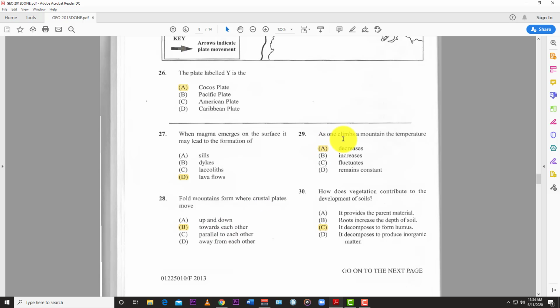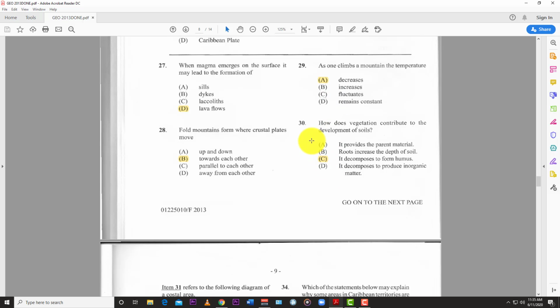Number 29, as one climbs a mountain, the temperature, of course, A, decreases. As you go to higher and higher altitude, the temperature tends to fall, you get colder. Number 30, how does vegetation contribute to the development of soil?